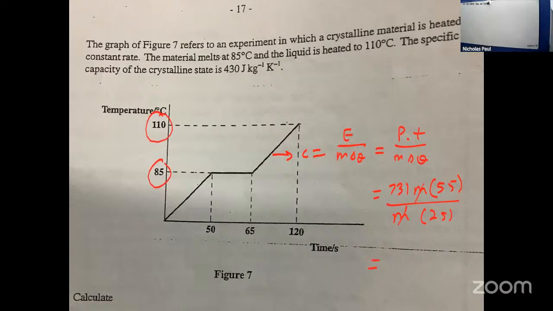What did you all get? 1608. How much? 1608.2.